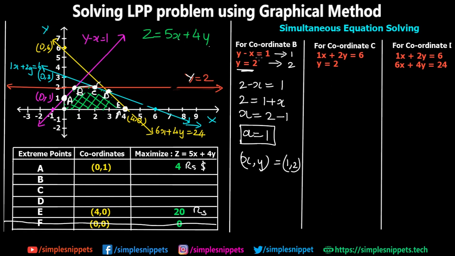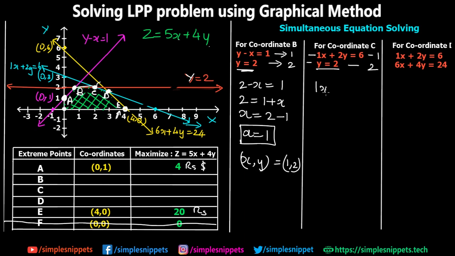Similarly, let's find the value of coordinate C. This is coordinate C, wherein the line y equals 2 is meeting with this blue line whose equation is 1x plus 2y is equal to 6. So these two lines, this is 1 and this is 2. Again, we know the value of y, so we'll substitute y equals 2 in equation number 1.